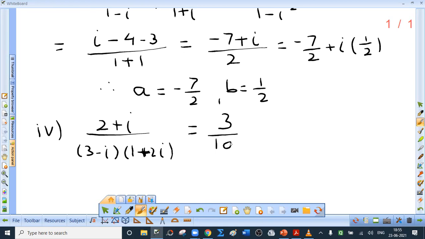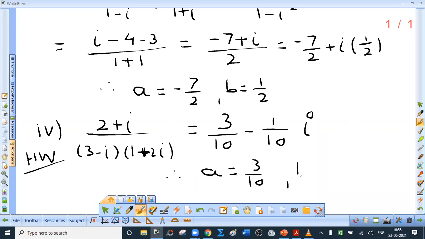You will ask me, sir, how can we get the final answer just by writing the sum? I have copied this from the textbook. This is the answer. Okay. This is for homework. But if you have started, you can complete that. No issues. So A is 3 by 10. B is minus 1 by 10.